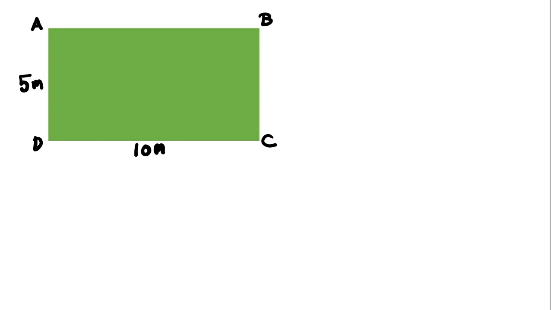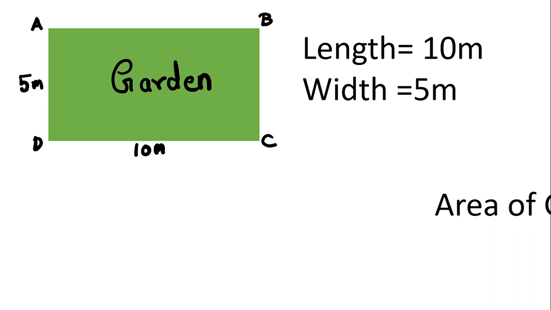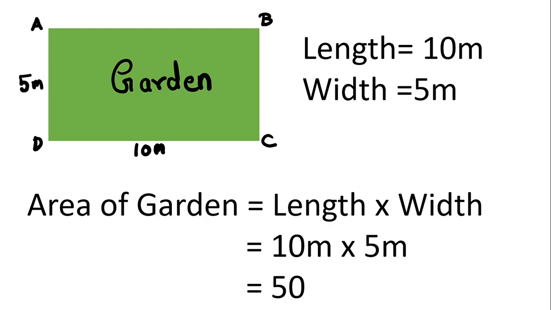So you can see on the screen a rectangular garden. So first thing we will do, we will find the area of this garden. As you know, the garden is rectangular with length 10 meter and width 5 meter. So the area of the garden will be length into breadth or width, that is 10 meter into 5 meter, that comes to 50 meter square. So here we have cracked the area of the garden.